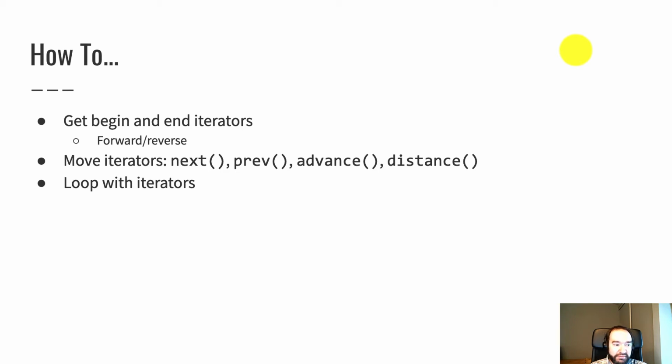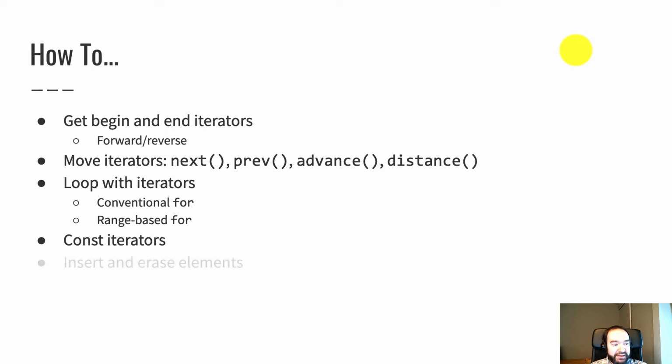The most common use case, I think, for iterators is to loop through a container. There's two ways of doing that, a conventional for loop and the range-based for loop, which is new for C++11 and is more convenient in most cases. There's the const iterator issue. We'll get into that and show you how to insert and erase elements using iterators.